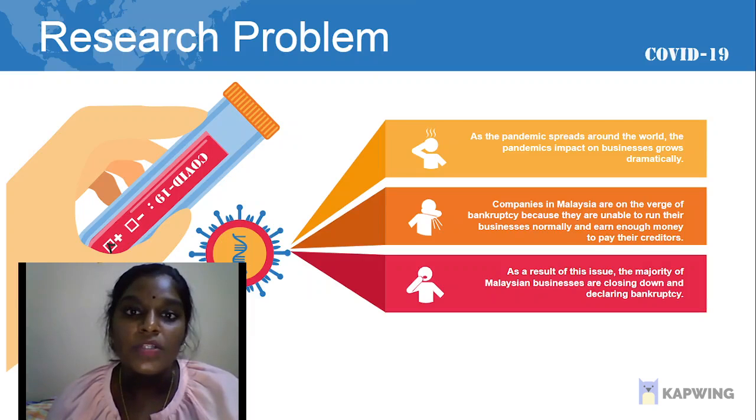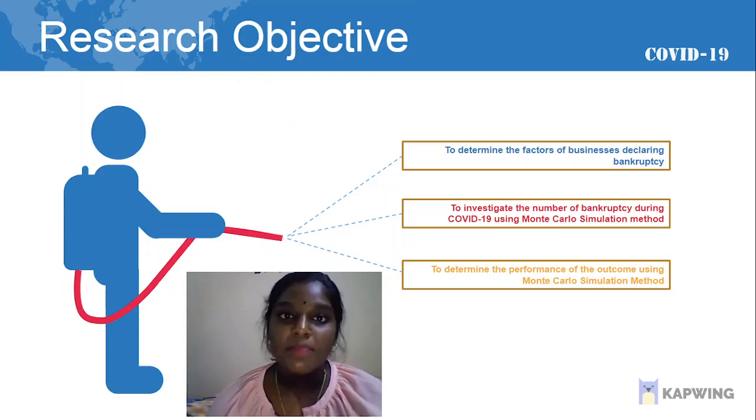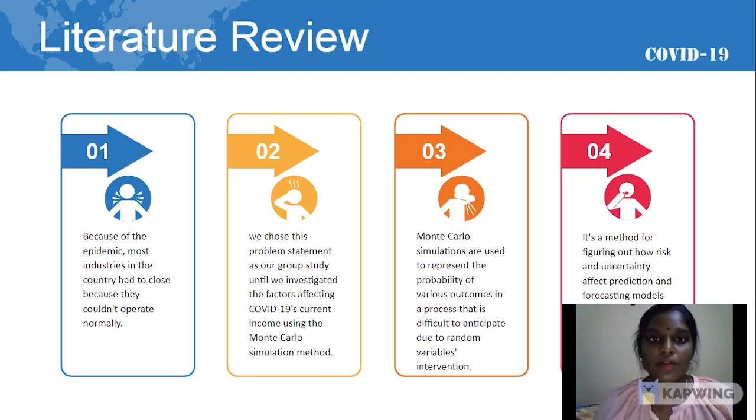Companies in Malaysia are on the verge of bankruptcy where they are unable to run their businesses normally and earn money to repay their creditors. As a result of this issue, the majority of Malaysian businesses are closing down and declaring bankruptcy. There are three main objectives in this paper, which are to determine the factors of businesses declaring bankruptcy, to investigate the number of bankruptcies during COVID-19 using the Monte Carlo simulation method, and to determine the performance of the outcome using the Monte Carlo simulation method.